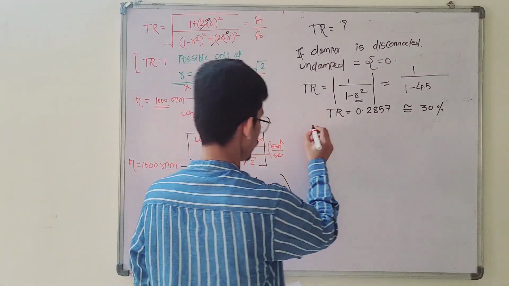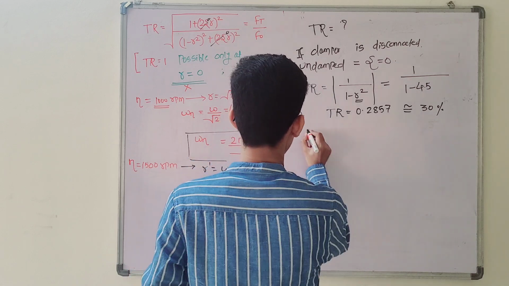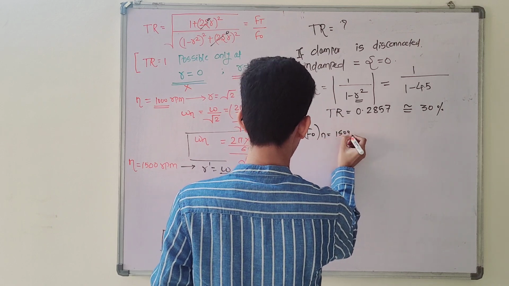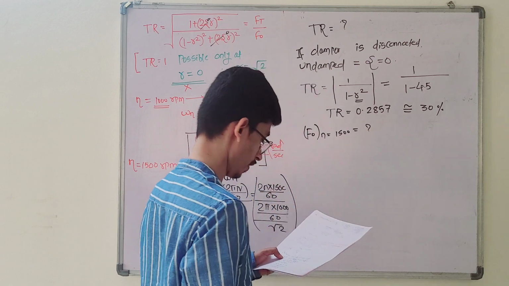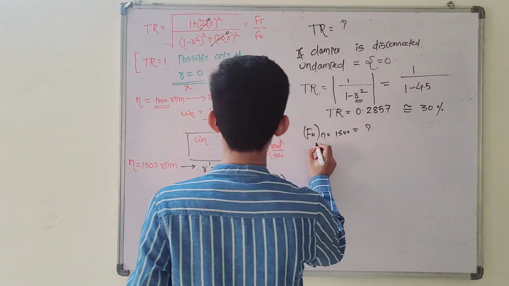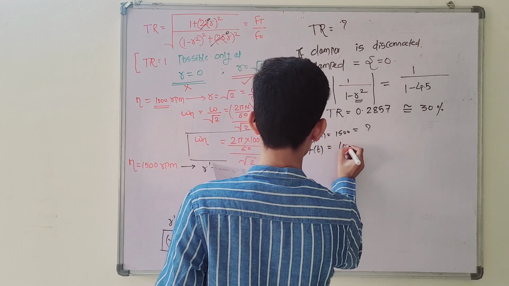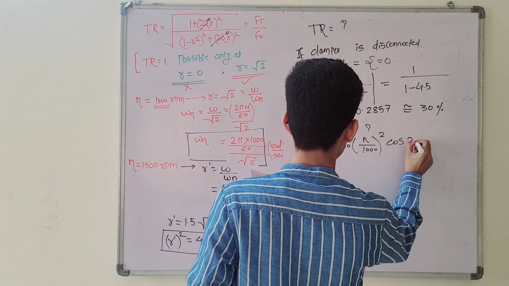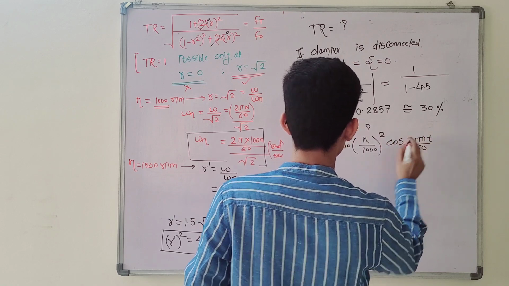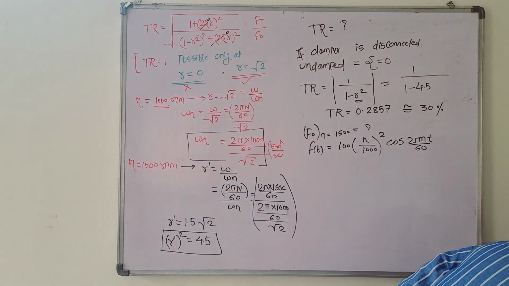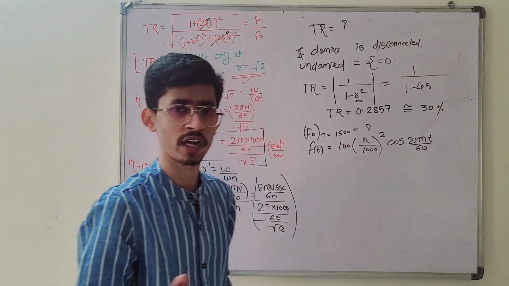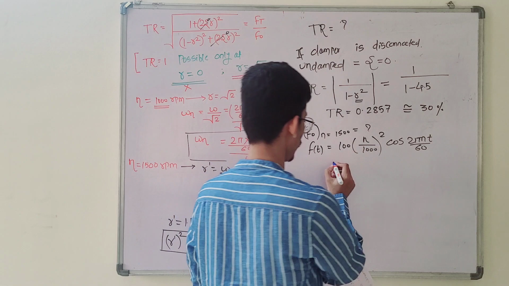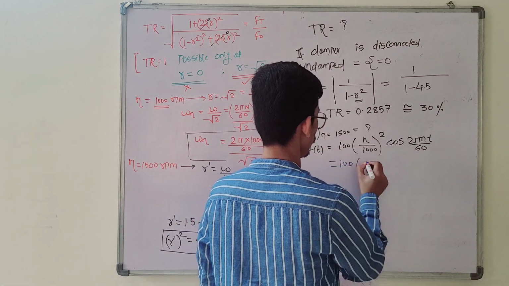Now what we need is F naught, the unbalanced force at 1500 rpm. What will be the unbalanced force at 1500 rpm? We have the expression f of t is equal to 100 n divided by 1000, bracket square, cos of 2 pi n t by 60. So we need it at n equal to 1500 rpm. In a similar way to what we used to find the force generated at n equal to 1000 rpm, we can find it here, just putting the value of n as 1500.